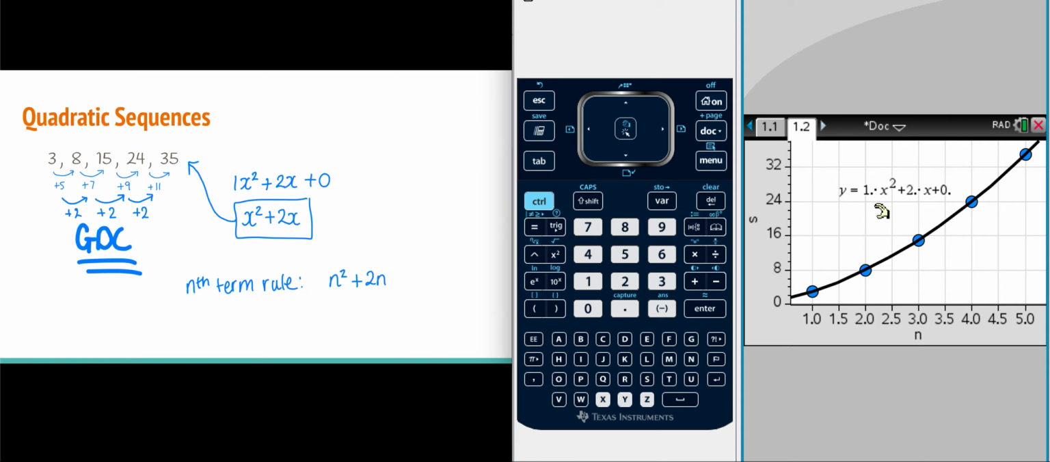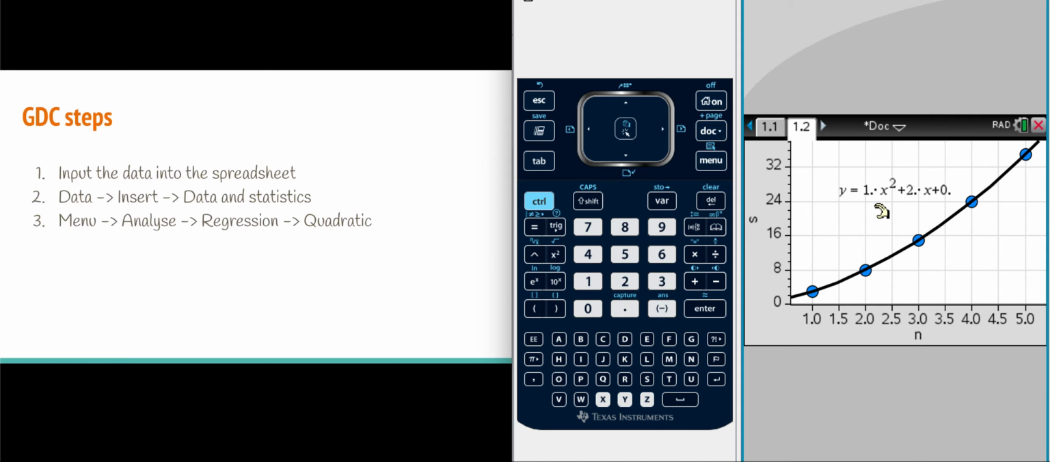So all of this is done on the GDC, okay? It's all done through the GDC. So on here, I've just written down for you the different steps. So the first thing that we did was that we input the data into the spreadsheet. Then we did the data insert and data and statistics, and that brought up the graph. And then once we've got the graph, we do need to select, let me draw it as a graph for you. So you need to select N and you need to select S on your axis. And then once you've done that, we can do Menu, Analyze, Regression, and Quadratic, and that shows us the final rule. Okay, so that's all the steps for the GDC.